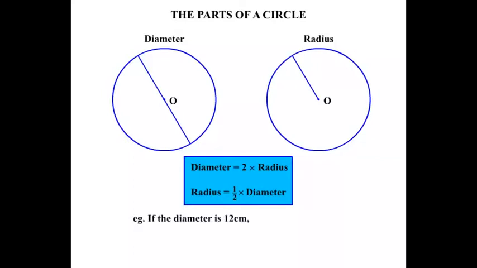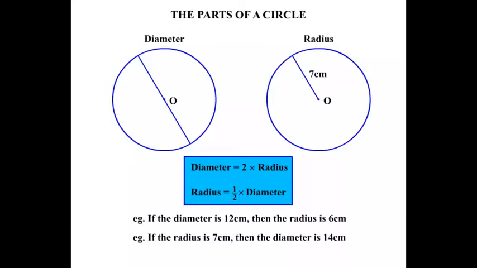So for example, if the diameter is 12 centimetres, so in the diagram there, 12 centimetres diameter, then the radius will be half of that. It'll be 6 centimetres. On the other hand, if we're given that the radius is 7 centimetres, then we know that the diameter is 14 centimetres. It's a matter of doubling the 7.